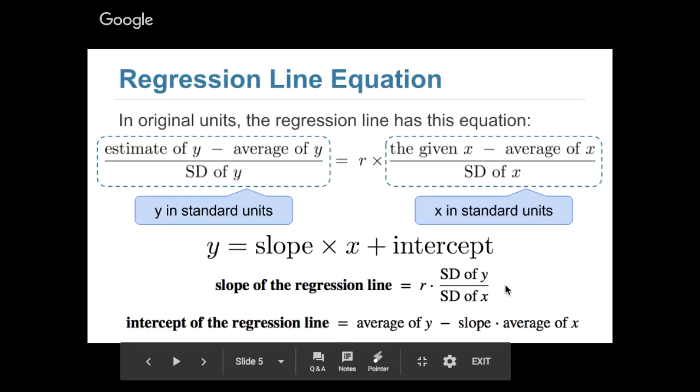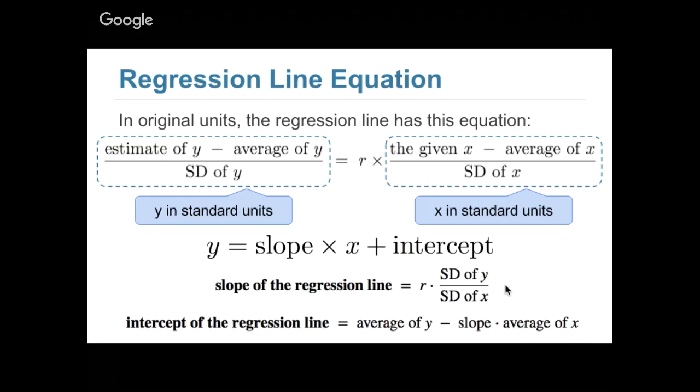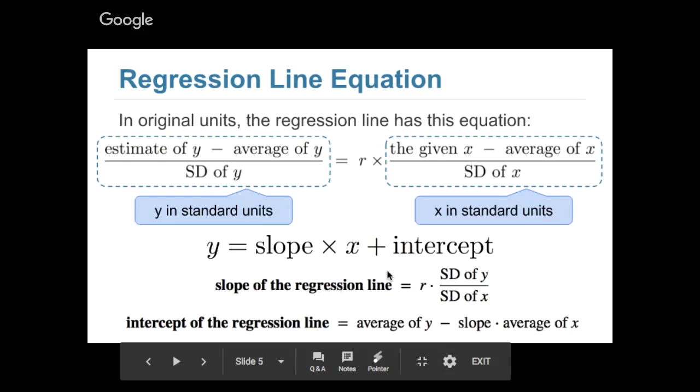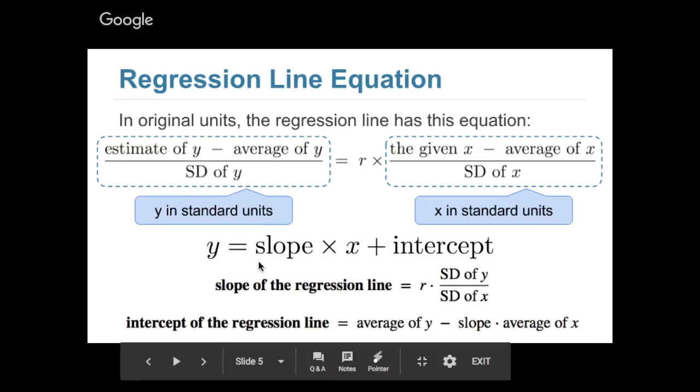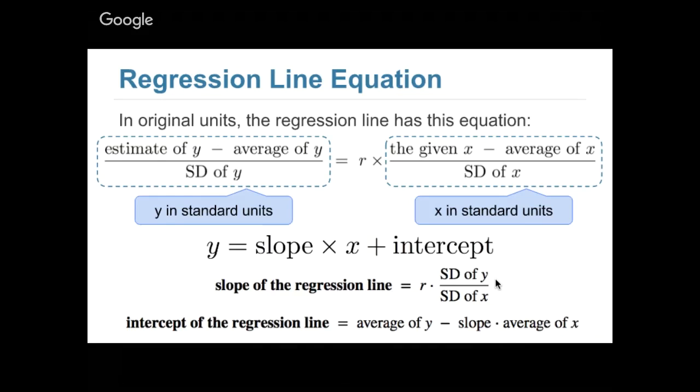And you'll notice from these equations that if x and y are already in standard units, or happen to have a mean of 0 and a standard deviation of 1, the slope becomes r times 1 over 1, which is just r. The intercept becomes the average of y, which is 0, minus the slope times the average of x, which is also 0. And you get back the original y equals r times x. So here we're just adjusting for the fact that x and y might not have been in standard units originally.